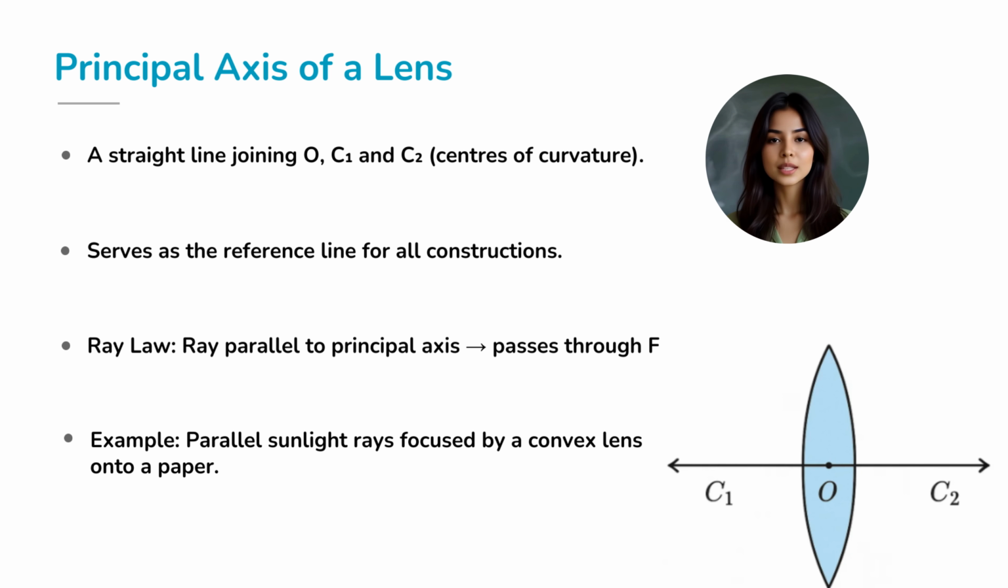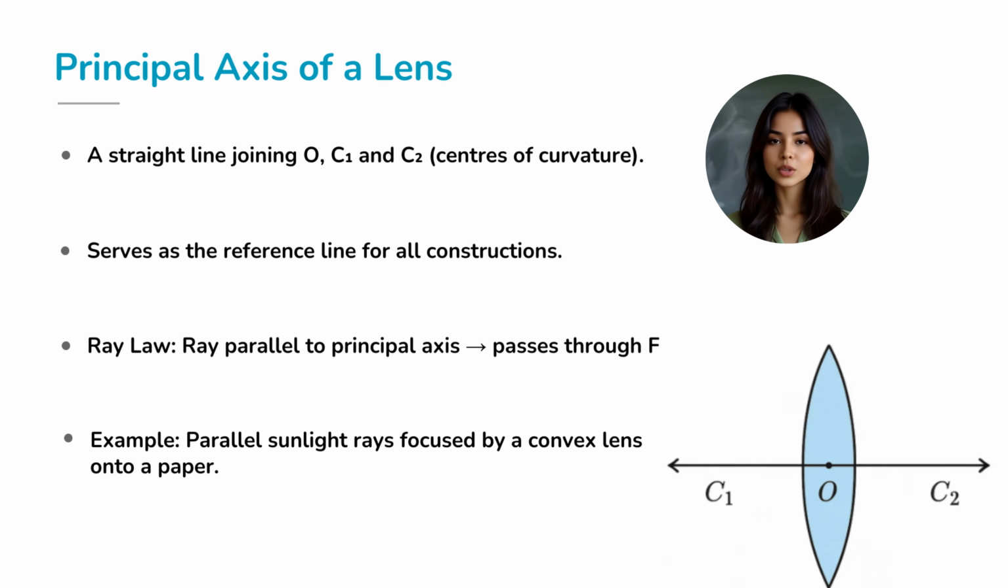Alright students, now that we've met the optical center, let's move on to the next big term in our lens alphabet, the principal axis. By definition, it's the straight line that joins the optical center O with the two centers of curvature, C1 and C2. Think of it as the main highway running through the lens. All the important action happens in reference to this line.